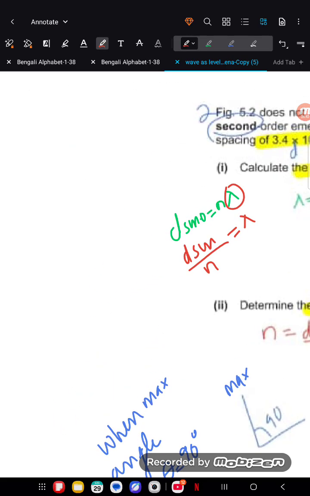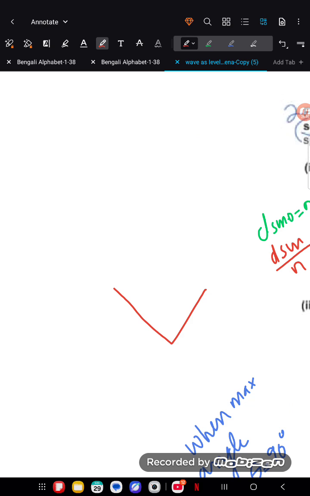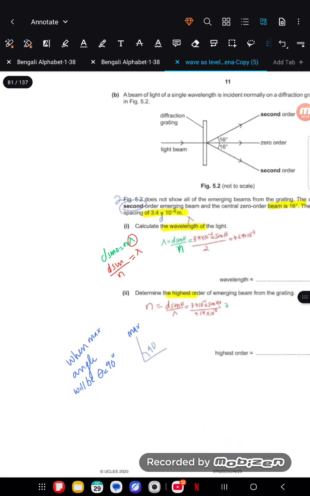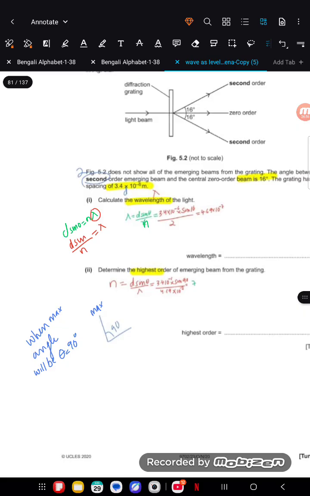It will be like this. From the 0 order, this is the 0 order, the angle will be 90 degrees straight. So you will take sine 90 for this. Again I am repeating this: for highest order, they will not give you the number of order. Highest order means it will be sine 90.